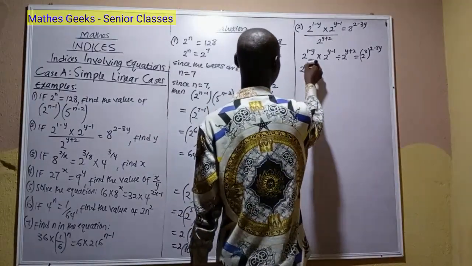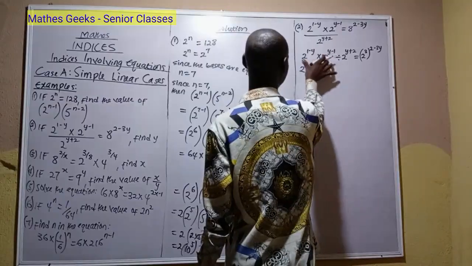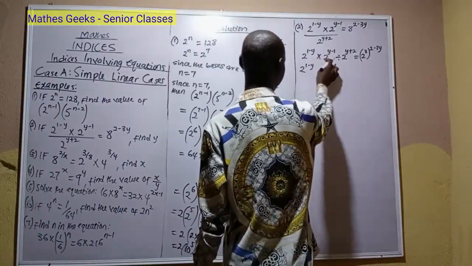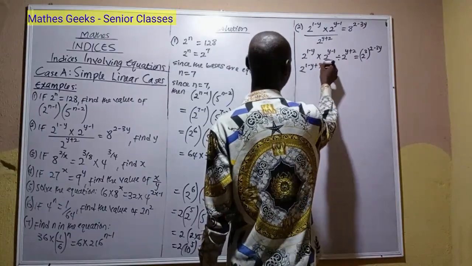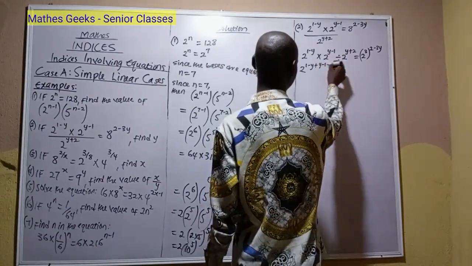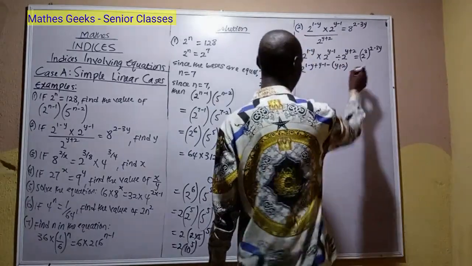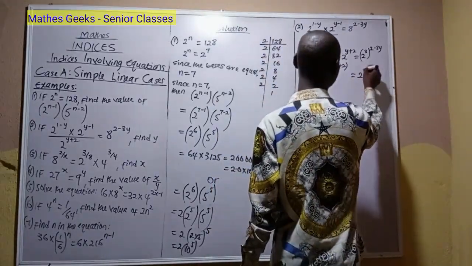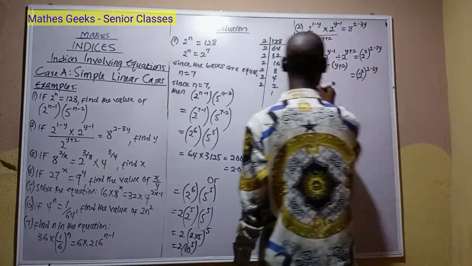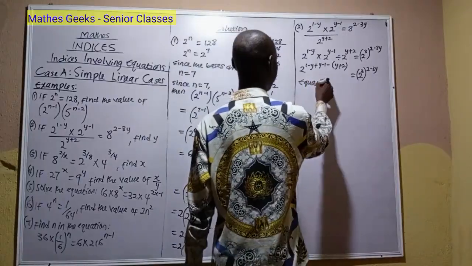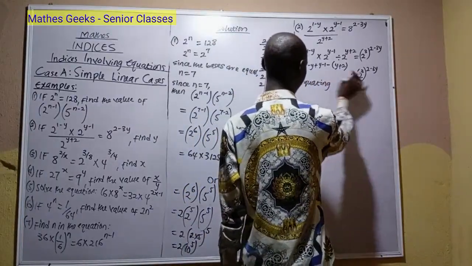So here will give us 2, 1 minus y. This multiplication, so these two bases, this one multiplies this, so we're going to add plus y minus 1. This subtraction, so we're going to subtract minus y plus 2. And here it was 2, 3, 2 minus 3y. So since the bases are the same, we're going to equate, which means that the powers are equal.